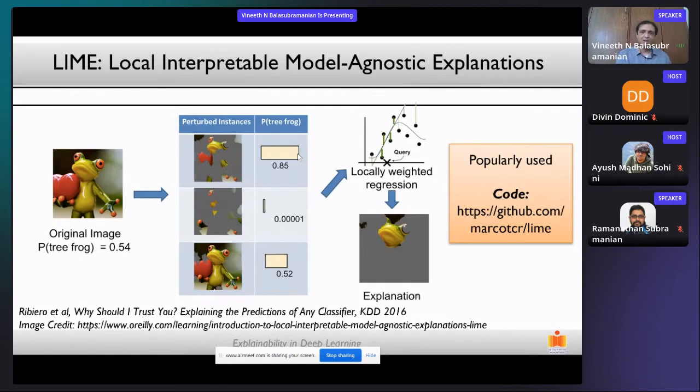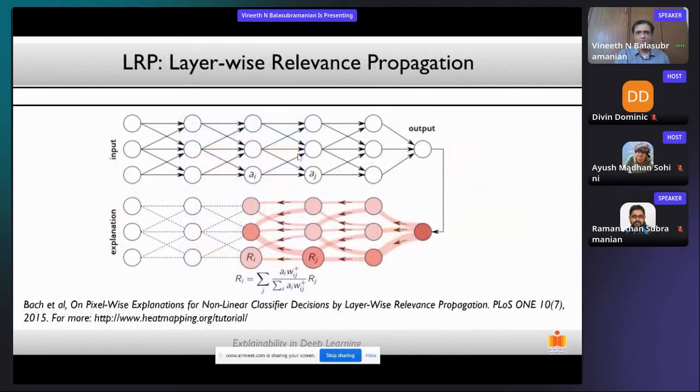So that's why it's called LIME, and it's very, very popular in terms of practical use in different applications. Okay, this is one of the most popular methods that are used.